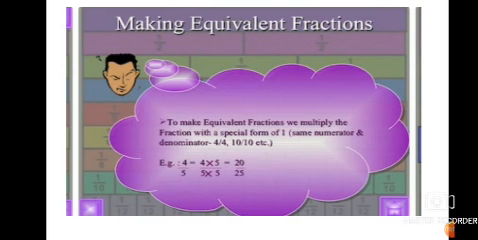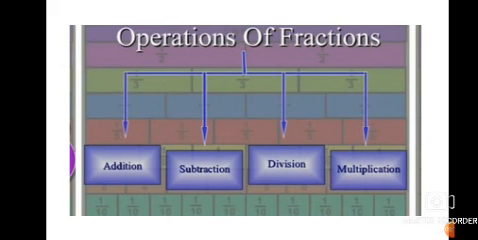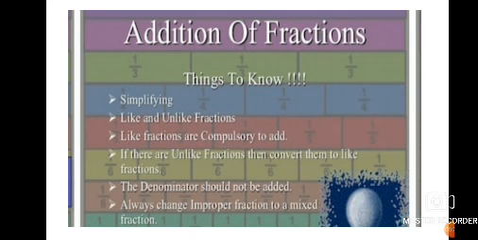Making equivalent fractions. To make equivalent fractions, we multiply the fraction with a special form of 1, with the same numerator and denominator. Like over here, 4 times 5 is 20, 5 times 5 is 25. There are specific operations of fractions: addition, subtraction, division, and multiplication.